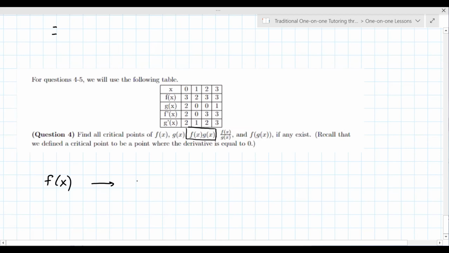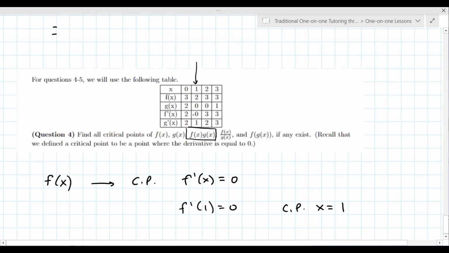A critical point is when f prime of x equals 0. So when you go to the derivative row, what x value is the derivative 0? Go to the x. Do you see how when x is 1, f prime of 1 is 0? I see that. So the critical point is when x equals 1. Is that okay? Yeah, that's good for now.